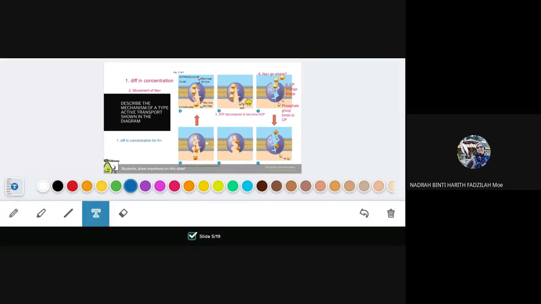Point number 2, berapa biji, okay, tengok dekat gambar nombor 4, berapa biji K plus yang masuk? Berapa biji? 2 biji K plus masuk kan? So step number 2, movement of K plus. 2 potassium ions bind to the active site. Okay, itu step untuk K plus. How about phosphate? What happened to the phosphate? Phosphate leaves.